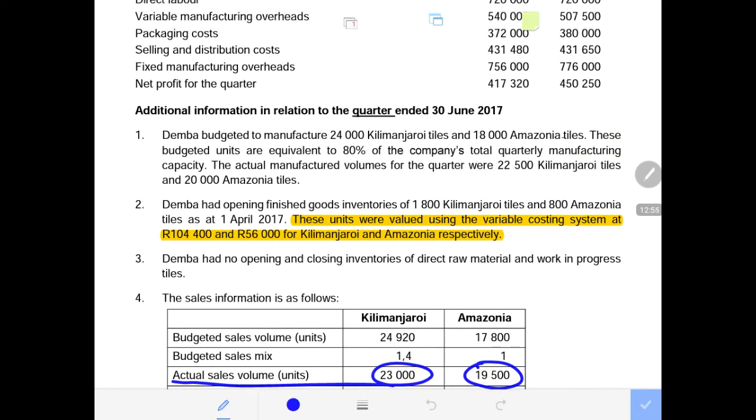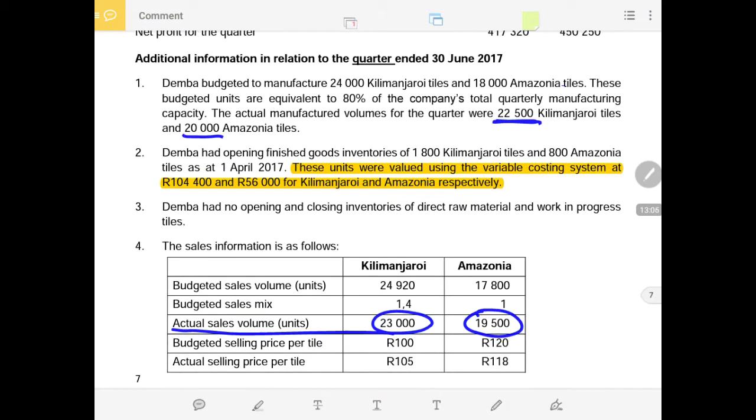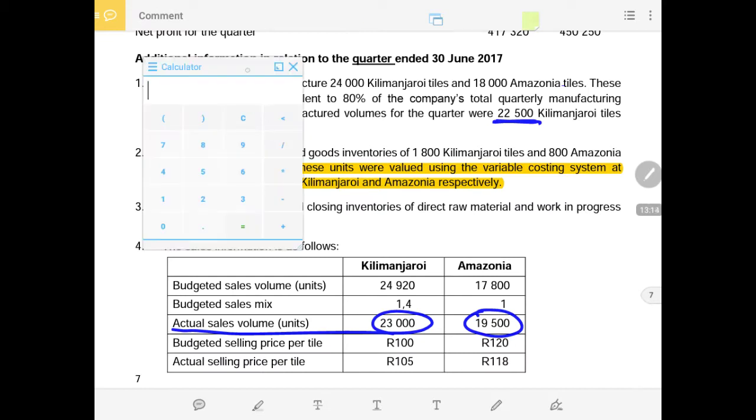Remember, our production was how many units? We produced 22,500 and 20,000 for the second tile type called Amazonia. That means now we can say our production plus our opening minus our sales gets us to our closing inventory. Now let us do that immediately.